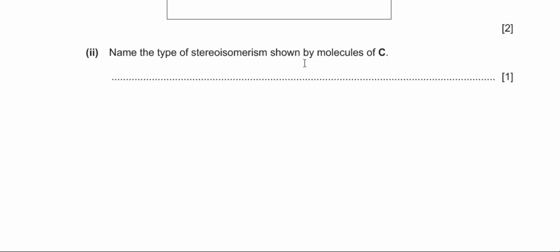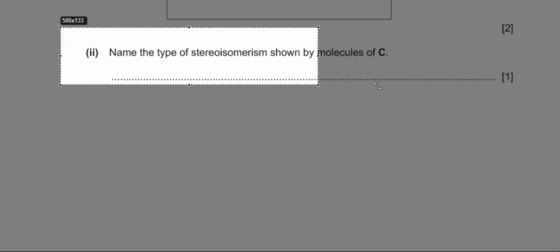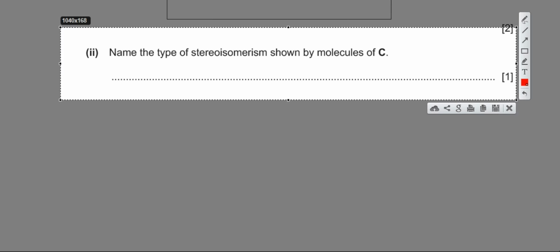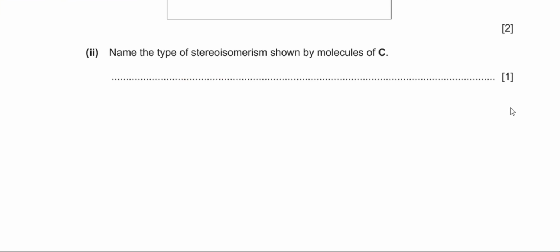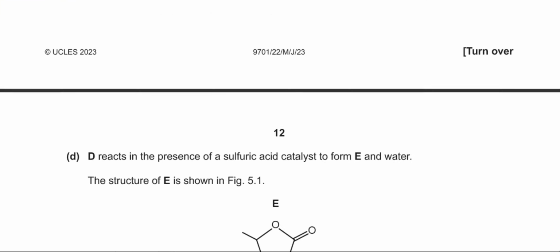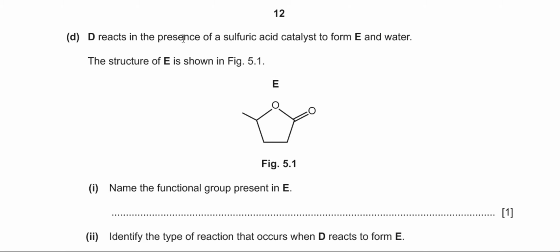Here he says to name the type of stereoisomerism. As I clearly mentioned, because of the chiral carbon atom, it is showing optical isomerism. So the answer for this is what? Optical isomerism, or just write optical. Clear? Now, next part, here he says D reacts in presence of sulfuric acid catalyst to form E and water.